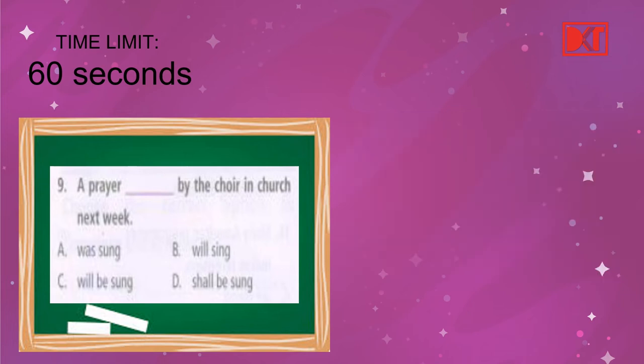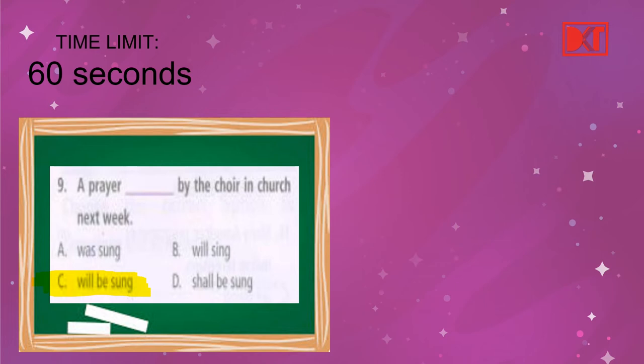Now the next question says: a prayer dash by the choir in church next week. A: was sung, B: will sung, C: will be sung, or D: shall be sung. Now here the correct answer is C, will be sung. Okay.